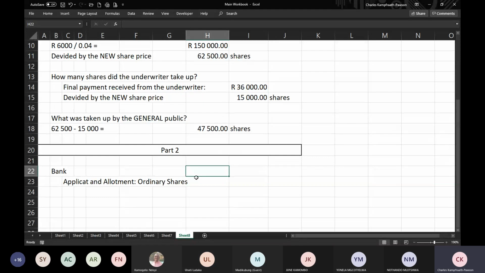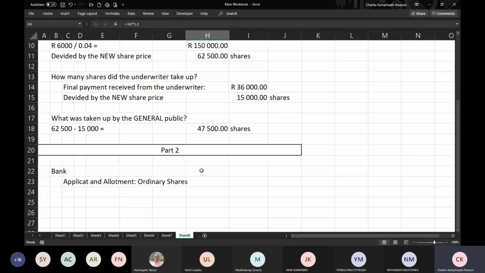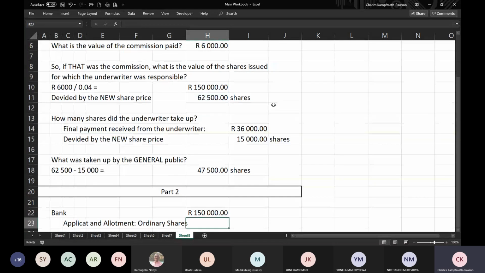Remember, this is not just the underwriter. 114,000. Correct. 114,000, because we have a total share issue of 62,500 at what value? So that is what came into the bank. It is the 62,500 times the new R2.40.